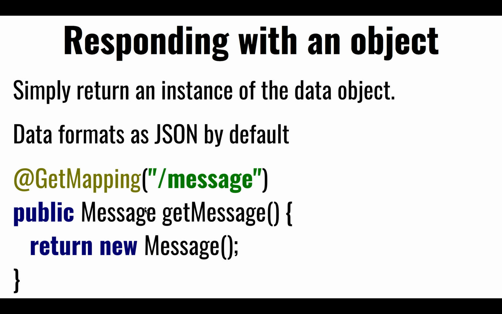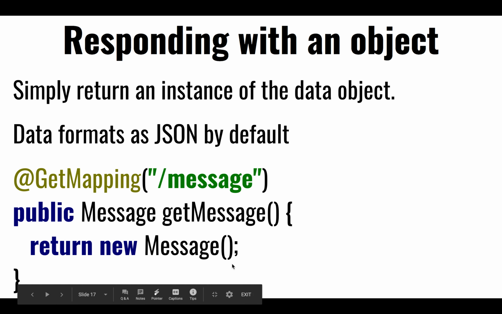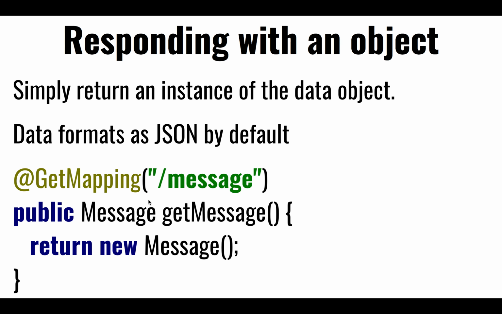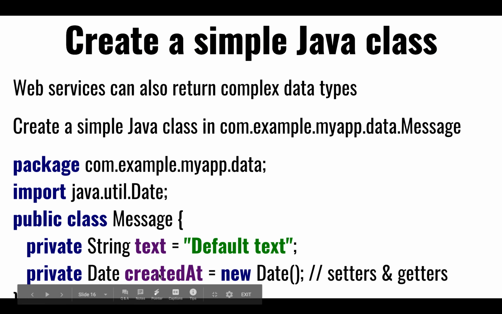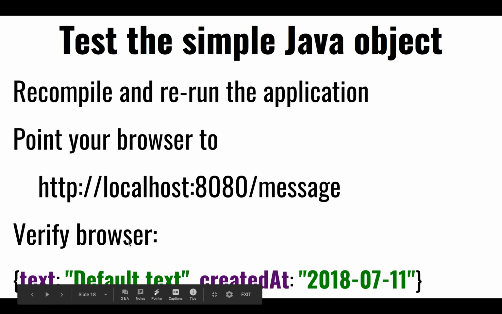whoever hit this. Now, if this were maybe a decade or so ago, this Java instance would have been converted into some XML representation of the data. Since then, more recently, JSON has become the preferred way of sending and receiving data across HTTP networks. So today you would see that this message would have been converted into some JSON representation of this object. It would look something like this. This is what you would get: text, default text, and then created at, and today's date.